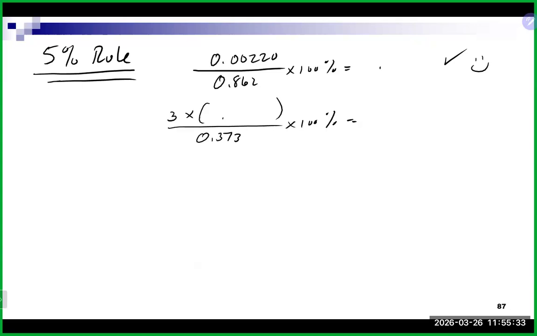0.00220 divided by 0.862 times 100. All right, so on this one, that looks more like it. 0.25% basically. So that check is still good. And then again, if we pop our guy into here, unlike the last bad one I just did, we should be good here as well. 0.373 times 100. There you go.